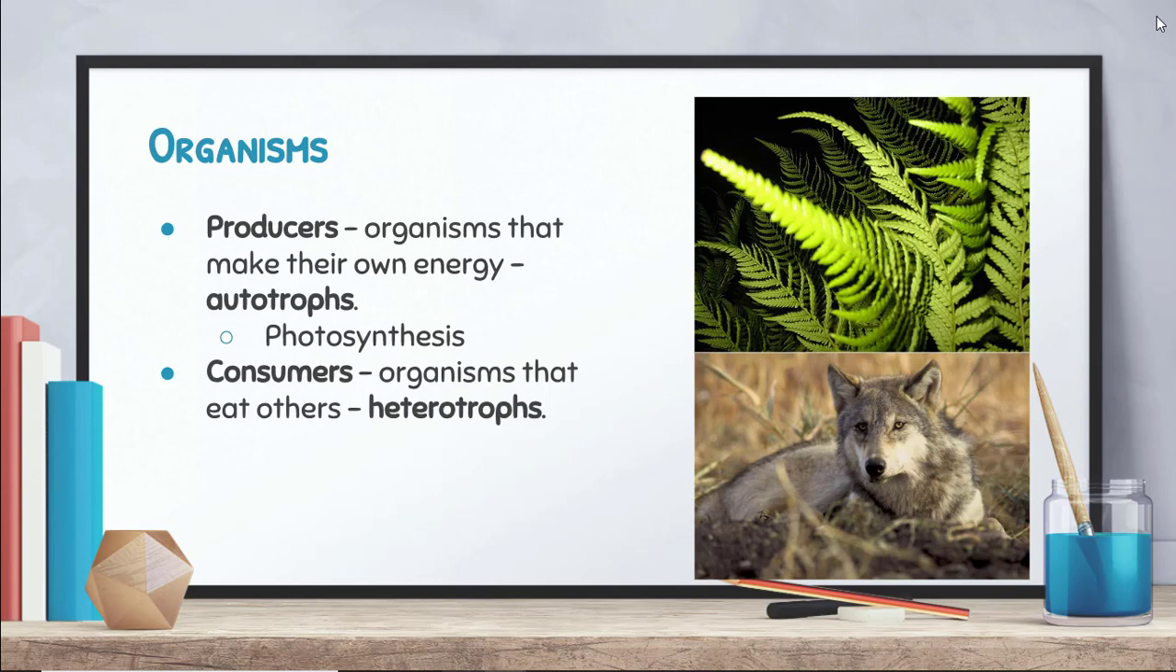Consumers, such as us, unless you're a plant watching this video, which I don't think that's the case. Anyways, consumers are organisms that eat other things. So we don't perform photosynthesis, we eat other things, whether it be plants or animals, and that makes us consumers. The other term for that is heterotroph, troph again meaning feeding, and hetero meaning other, so these are organisms that eat other things.